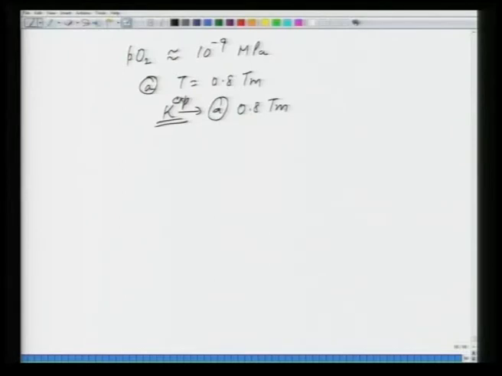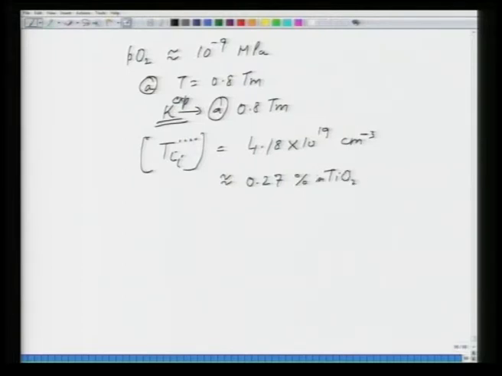And then you know what is the Ti expression. So, Ti would be under such condition 4.18 into 10 power 19 per centimeter cube. So, you have seen that although the relative change in the magnitude at two pressures is only about 1 order of magnitude, this is equivalent to roughly 0.27% in TiO2 minus X. So, this X is 0.27%, it is a significantly large number.